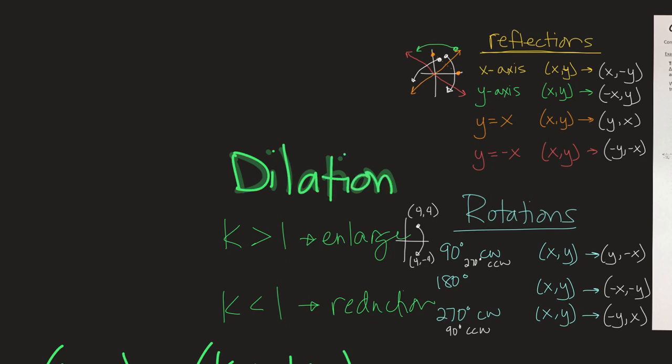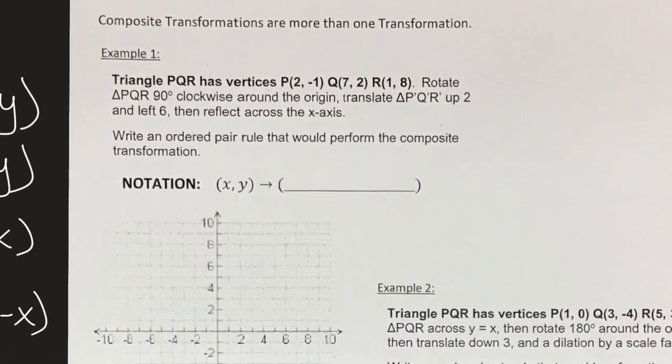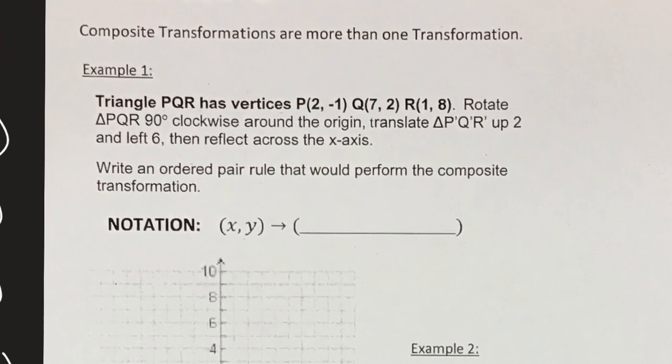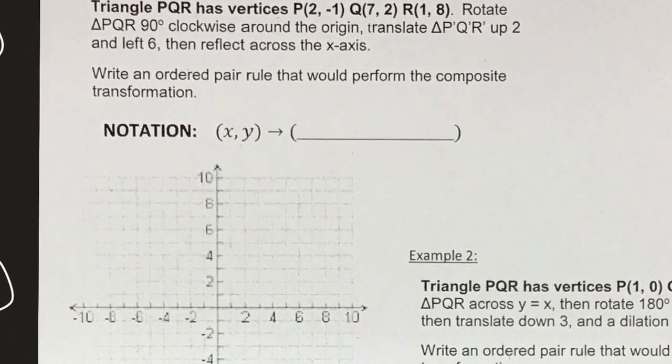Now that we've reviewed that, let's go back and see what we're asked to do right now, because the notation is really the hard part. Here we have vertices of 2, -1, 7, 2, and 1, 8. Let's plot that real quick. We want to first rotate this 90 degrees clockwise around the origin.